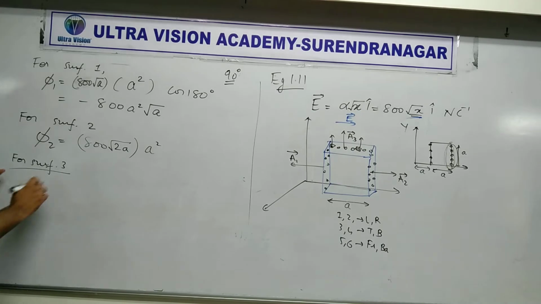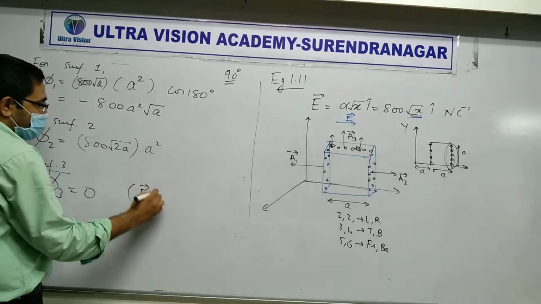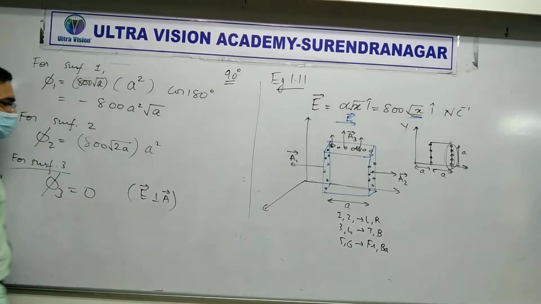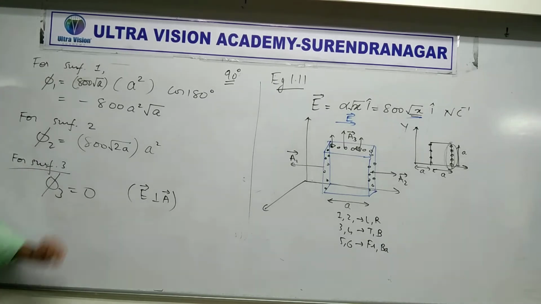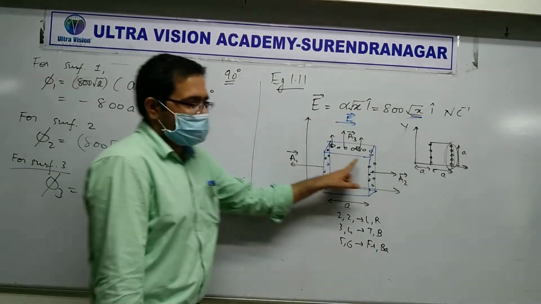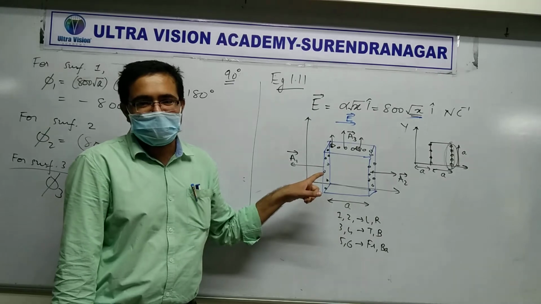So here what does it mean? E vector perpendicular to A vector. Okay, for number 4, which is at the bottom? Zero. Same logic, 0. For number 5, which is in front? 0.